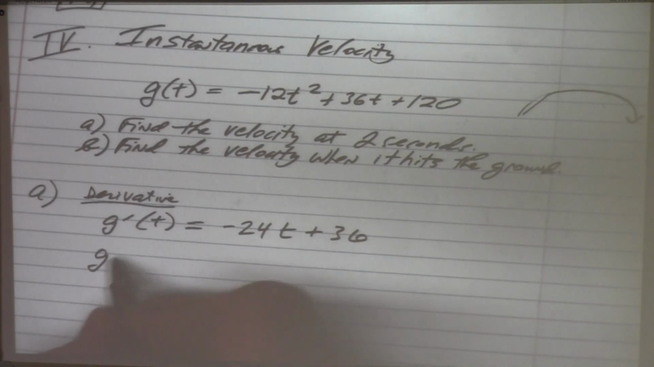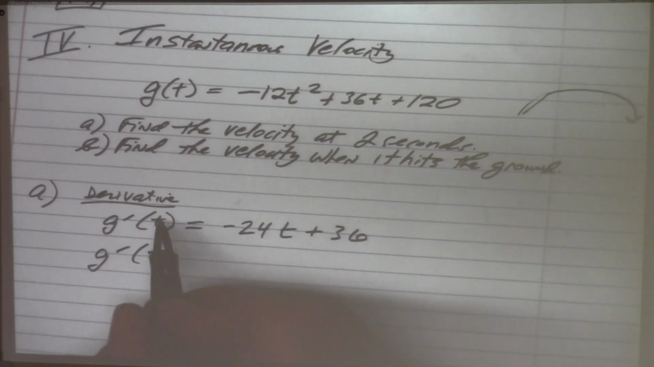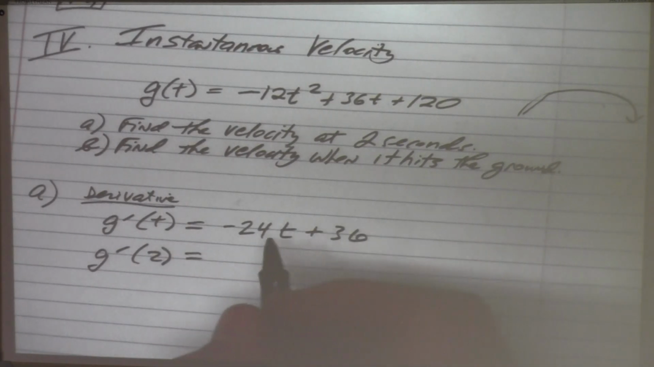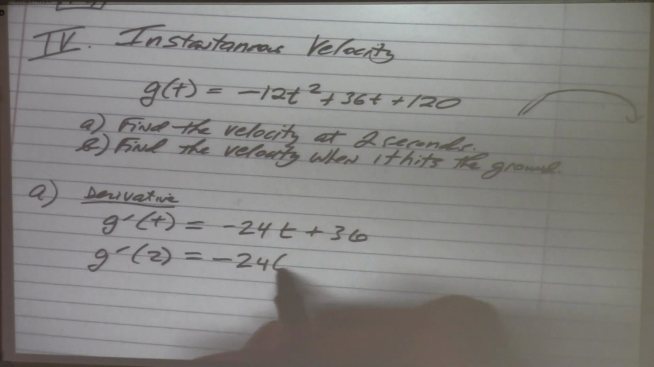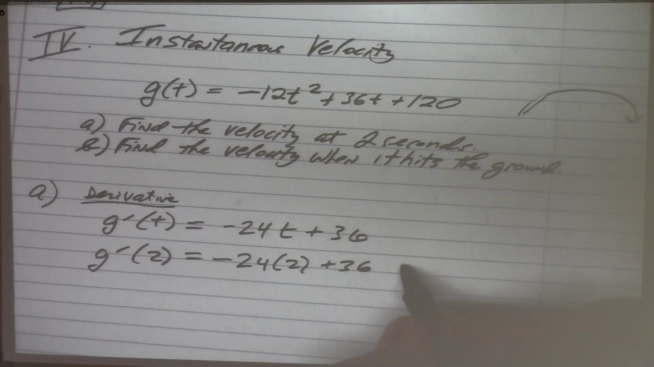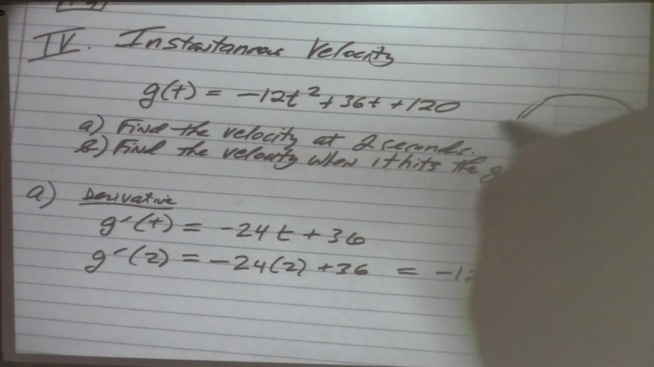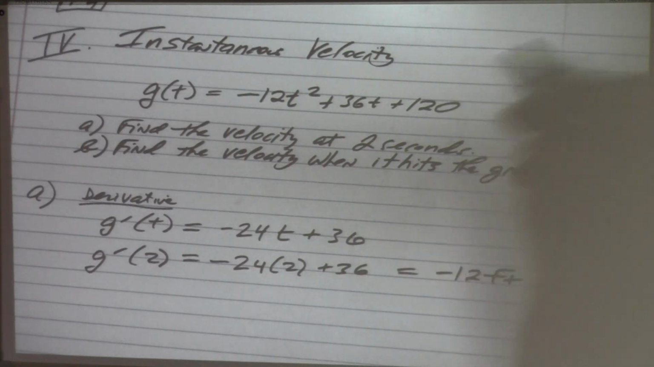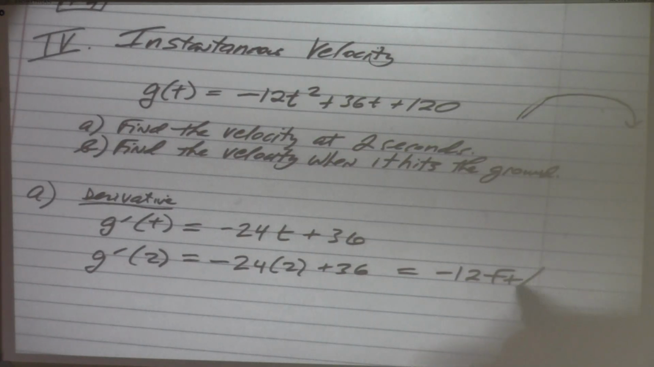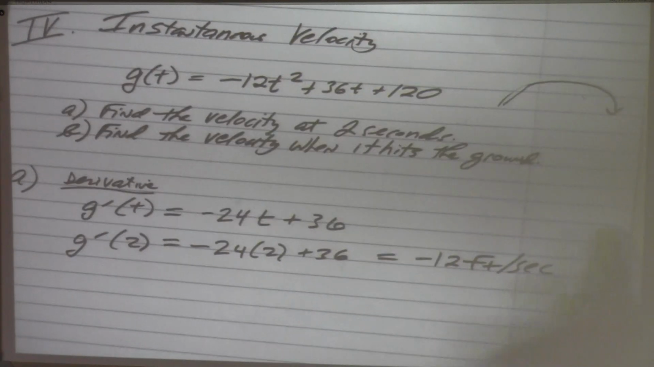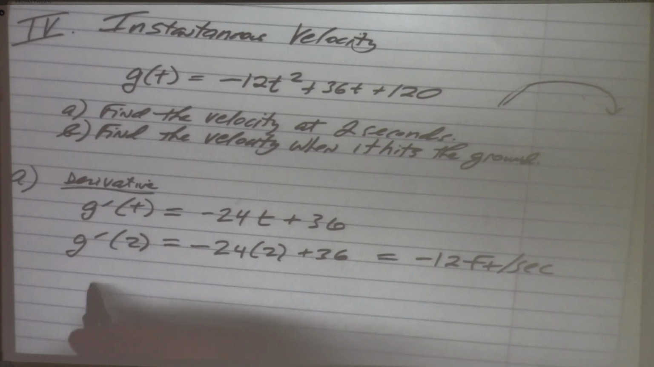So now we're going to find out at 2 seconds what will be the velocity for it. And this is how we find that velocity: we use the derivative. So we put a 2 in here, we get negative 48 plus 36, which becomes negative 12, and it's feet per second. So what I should have said here is feet. I guess I didn't. So find the velocity. Now I'll tell you it's negative 12 feet per second. The negative means it's going down, and it's going down very fast. 12 feet a second is pretty fast.